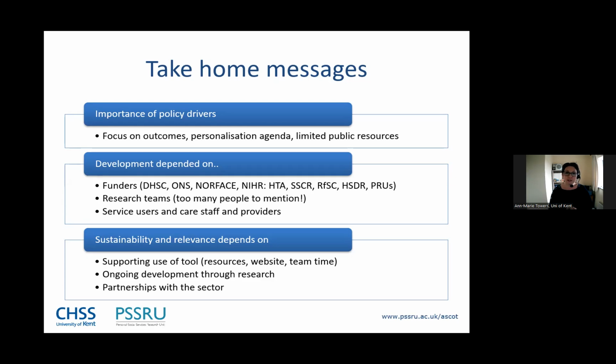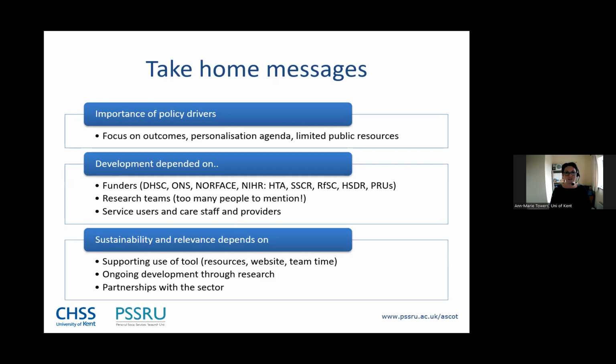And partnerships with the sector are absolutely key. A lot of the work that we're doing now, particularly around care planning, we wouldn't be able to do if we didn't have international partners working with us, such as Attendo and the Wooden Group. So yeah, huge thanks to them for driving this work forward.